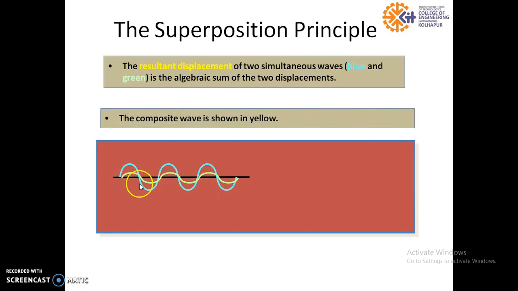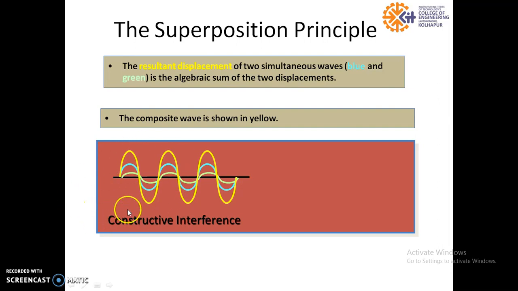आता जर तुम्ही ह्या दोन वेव्ह बघितल्या, they are in phase with each other. So resultant amplitude is the vector sum of these two waves. Now vector sum म्हणजे काय? तर इथं they are in phase, so their amplitude will get added and the resultant amplitude will be on the higher side. So this type of interference is known as constructive interference.